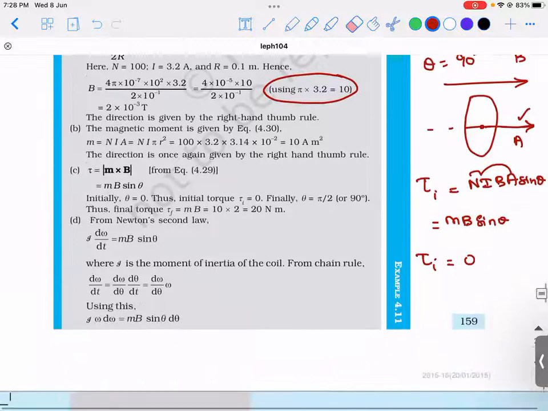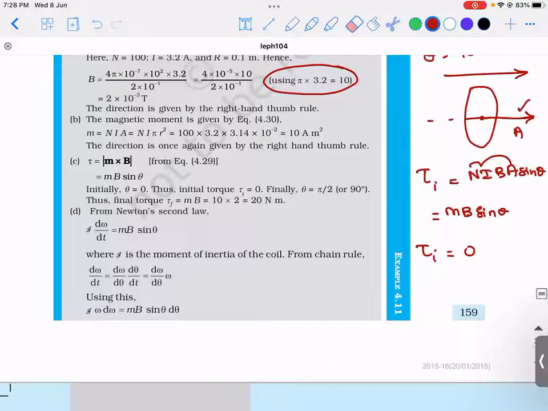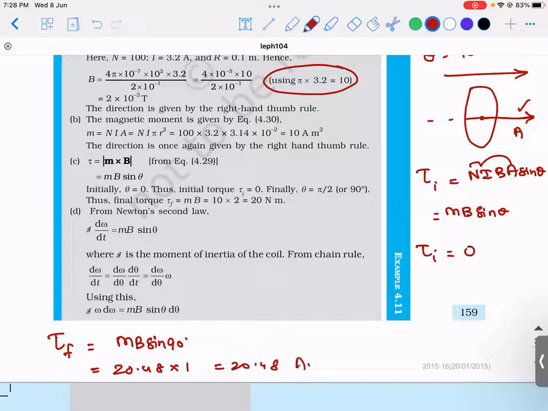But what will be the final torque? MB sin 90 degrees, which will be 20.48 into 1. That is 20.48 Newton meter. Correct? They have approximated it to 20, that's a different story. 20.48 would be a more accurate answer.